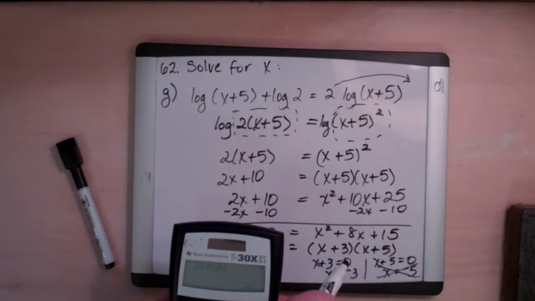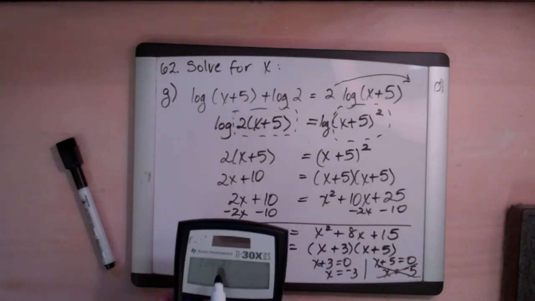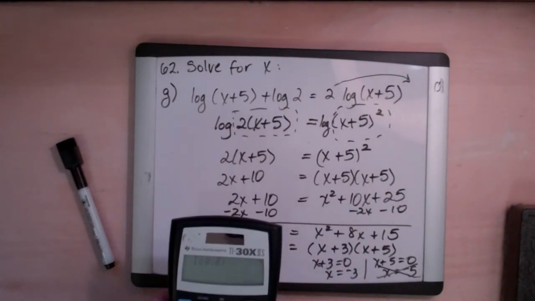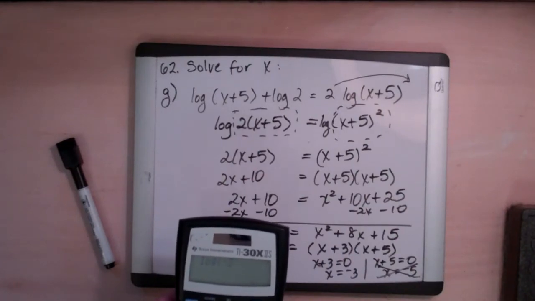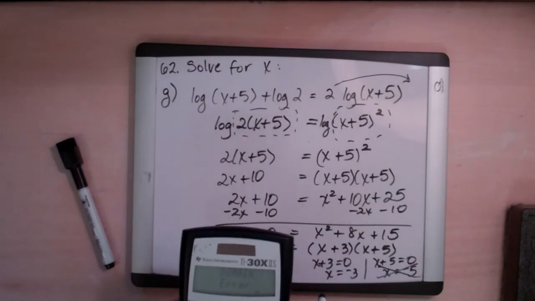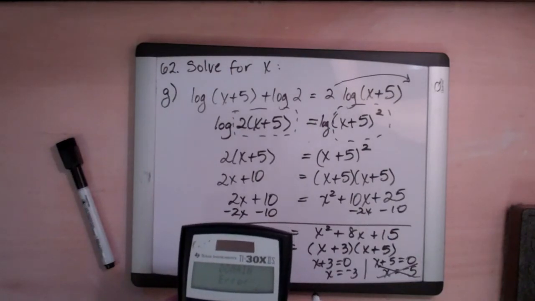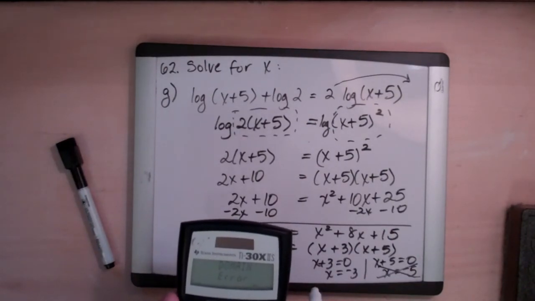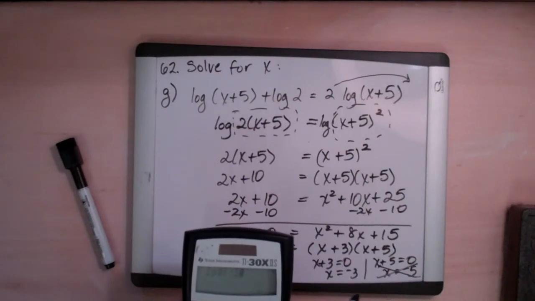One other thing that you'll get a domain error on is if the log of whatever you put in here is negative. So if I put in a negative 3, domain error, so you can't take the log of something which is 0 or less. So don't forget that.